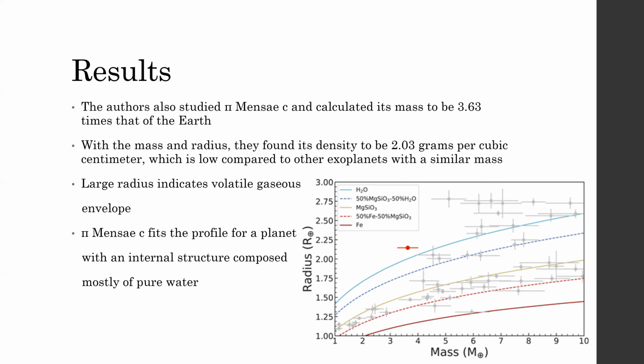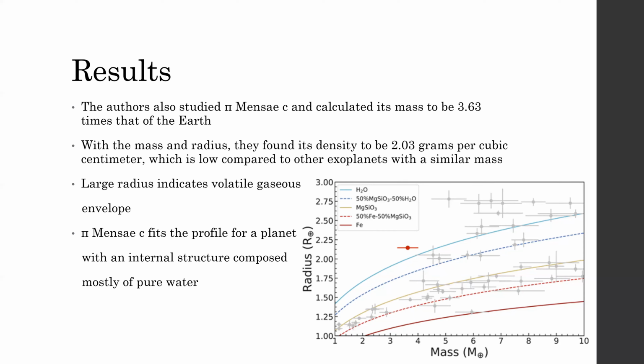So Hatzes et al. also studied Pi Mensae c in more detail. That was the planet we mentioned earlier that was discovered by the TESS sky survey, the transiting planet. And using some data from previously published papers, as well as their own findings, they calculated its mass to be about 3.63 times that of the Earth. And as from the transit method, they are able to calculate the radius by seeing how much the light was blocked when it crossed the star. And having the mass and the radius, you can get the volume, so they were able to calculate the density of Pi Mensae c to be 2.03 grams per cubic centimeter.